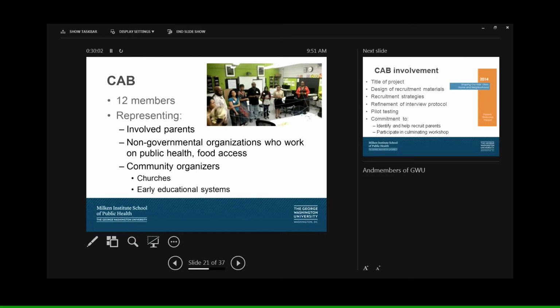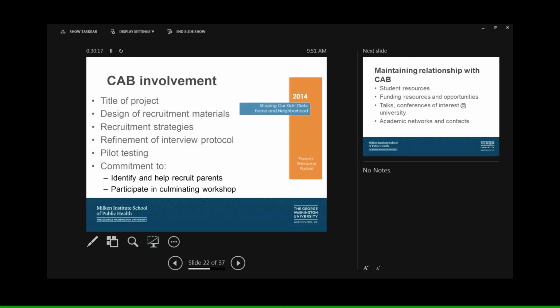Here's a picture of our first meeting. And we had involved parents, representatives of organizations who were working on public health or food access, not necessarily nutrition. And we had community organizers who were working in churches and early educational systems as well. And they helped for about a period of 5 months.